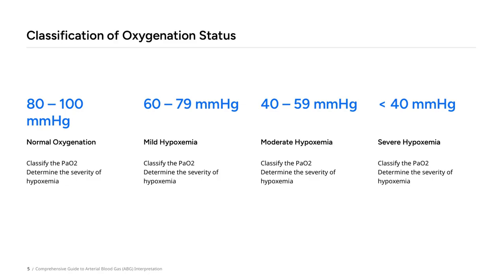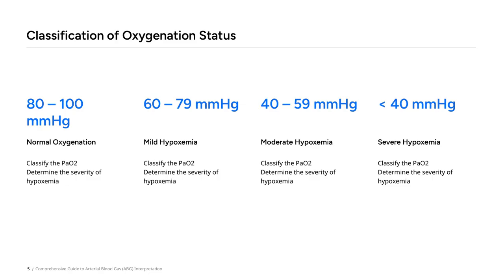Then there's mild hypoxemia, with PaO2 values ranging from 60 to 79 mmHg. Here, oxygen levels are somewhat reduced but may still be manageable with appropriate interventions. Finally, a PaO2 between 80 and 100 mmHg indicates normal oxygenation. At this level, oxygen transfer from the lungs to the blood is generally sufficient to meet the body's needs.